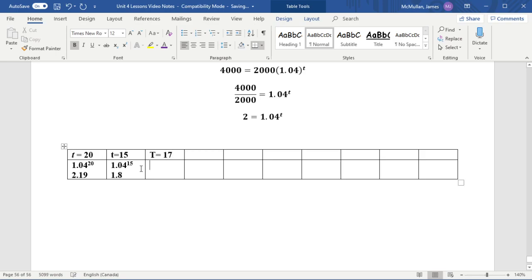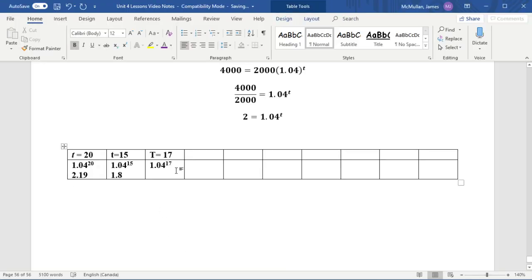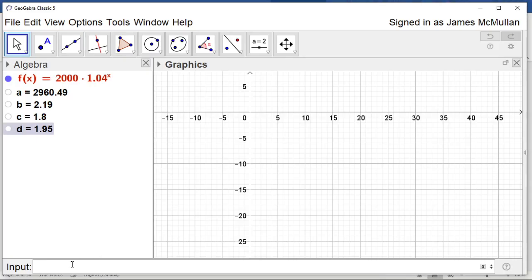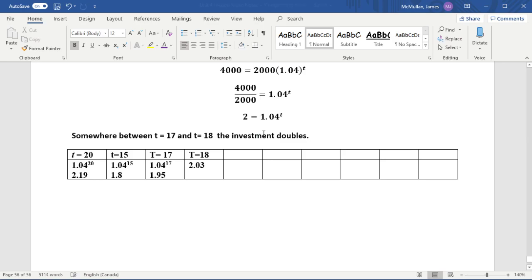Let's try 17. 1.04 to the power of 17. Okay, so 1.04 to the power of 17 gives me 1.95. And therefore, 18 should be above 2. So let's go 1.04 to the 18. That gives me 2.03. So what I would say as an answer is somewhere between t equals 17 and t equals 18, the investment doubles. Okay? And that would be fine. Really, either answer would be fine. But just so you understand how I'm doing that.